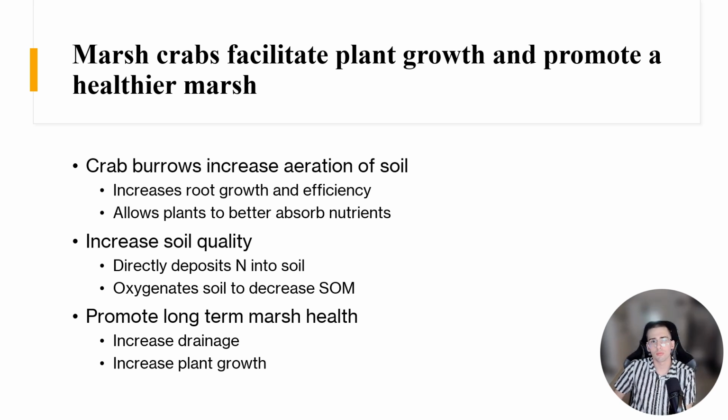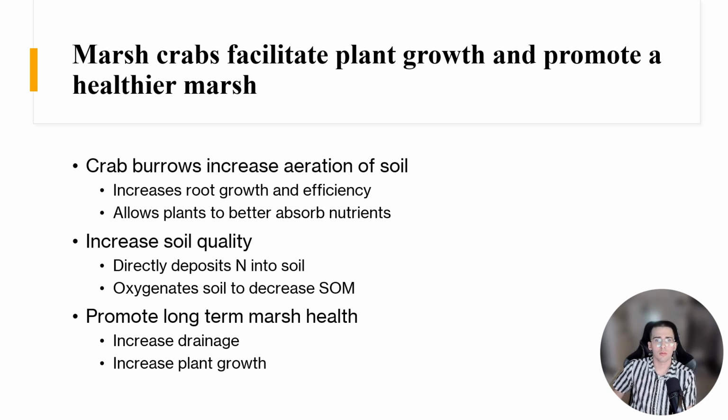Crabs can move more nutrient-rich soil down into their burrows to feed plants, defecate in their burrows to deposit nitrogen, and nutrients carried by the water can reach deeper soils utilizing these burrows. The increased oxygenation of the soil also helps increase its quality by allowing for increased biodegradation, which decreases soil organic matter, allowing plants to better absorb nutrients.